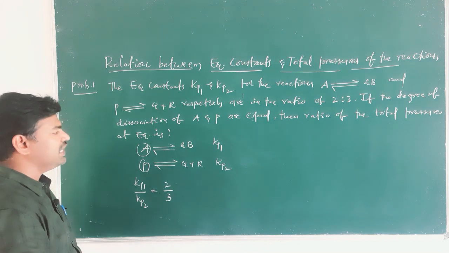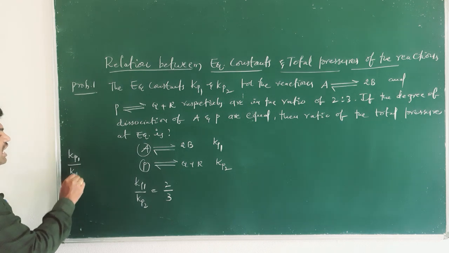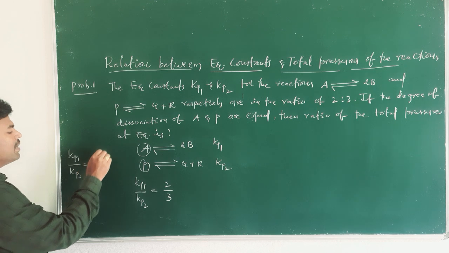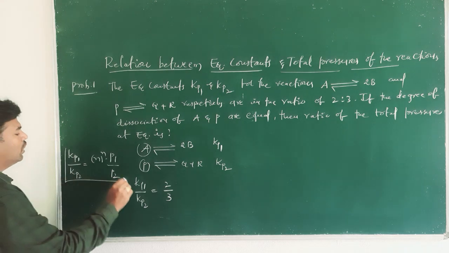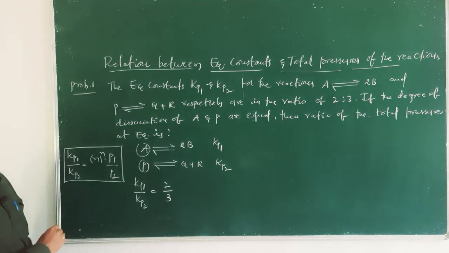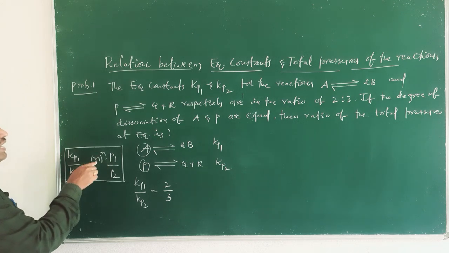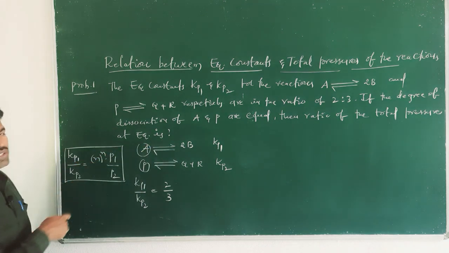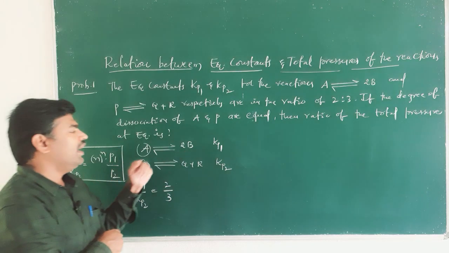And we know the relation between total pressures and equilibrium constants: Kp1 by Kp2 is equal to (n power n) P1 by P2. So, this is the relation that we have. Here n is the number of moles, the stoichiometric coefficients of products in any of the reactions.